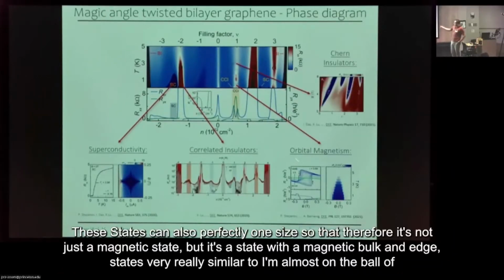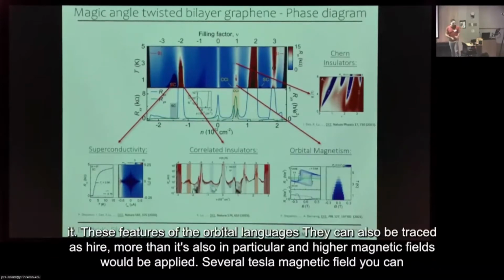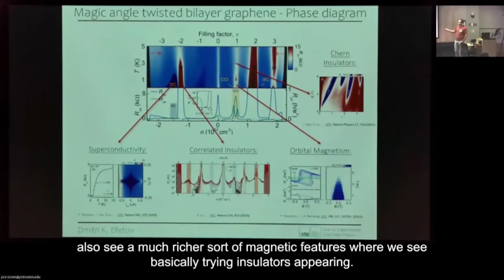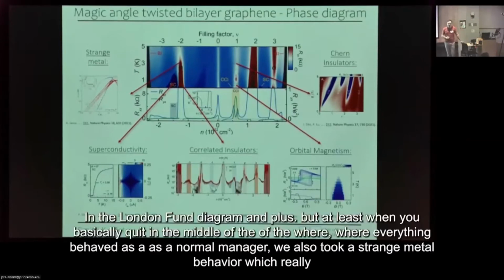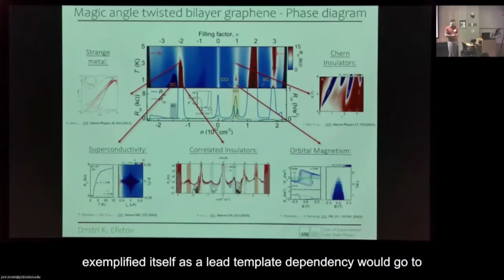These features of the orbital magnetism can also be traced to a higher magnetic field. In particular, at higher magnetic field, if we apply several Tesla, we can see much richer magnetic features, where we see Chern insulators appearing in the Landau fan diagram. And last but not least, when we tuned in the middle of the band, where everything behaved as a normal metal should, we also observed a strange metal behavior, which exemplified itself as a linear temperature dependence, even down to the lowest magnetic field.